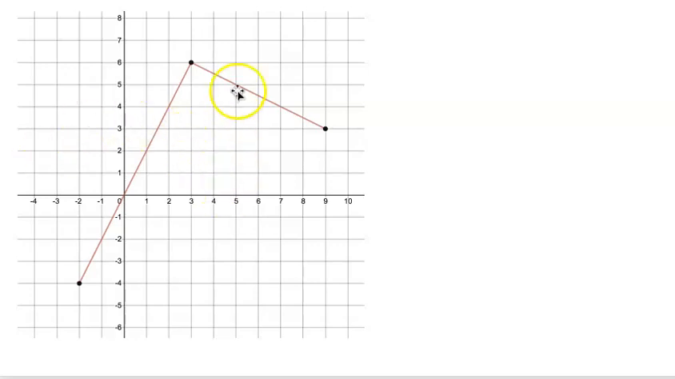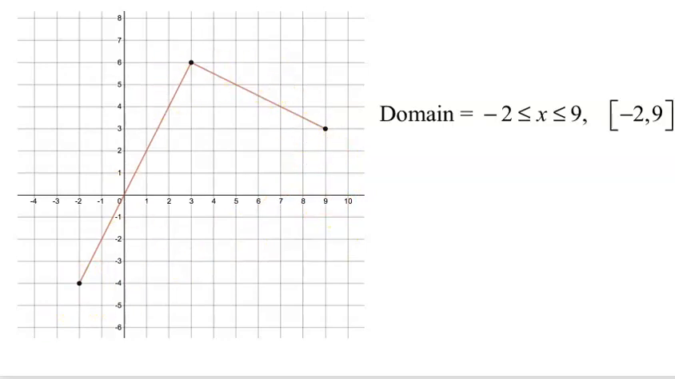Well, let's see. 5 is on the graph, 6 is on the graph, 7's on the graph, 8's on the graph, 9's on the graph, 10 is not. 10 is not in the domain. 3 is on the graph, 2 is on the graph, 1, 0, negative 1, negative 2. But negative 3 is not in the domain. But it appears that negative 2 is the smallest x value I see, and 9 is the largest one I see. All of the x values between negative 2 and 9 are represented on this graph.